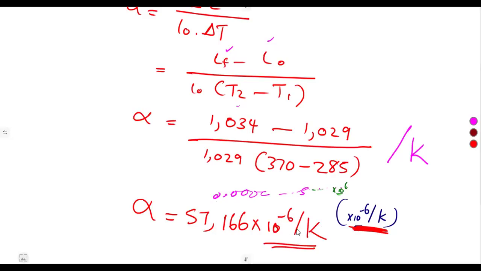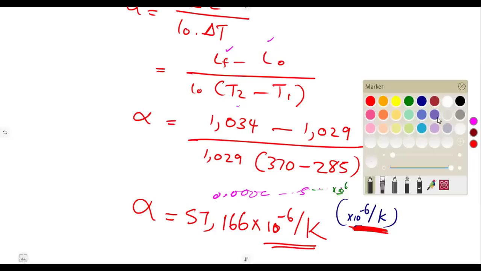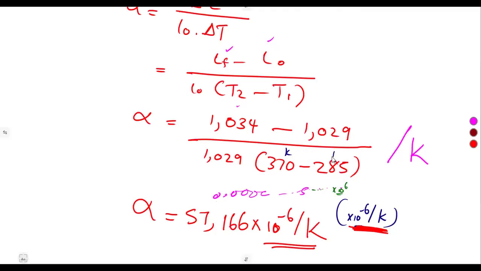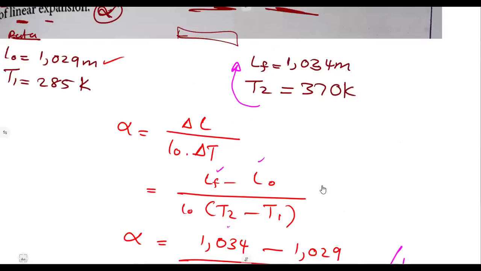You want your answer to be written like this. Since we were using Kelvins here, this temperature was in Kelvin, this temperature was in Kelvin, so also use per Kelvin. If you are given degrees Celsius, then also use per degree Celsius on your final answer. So that is how we play around with these typical questions.